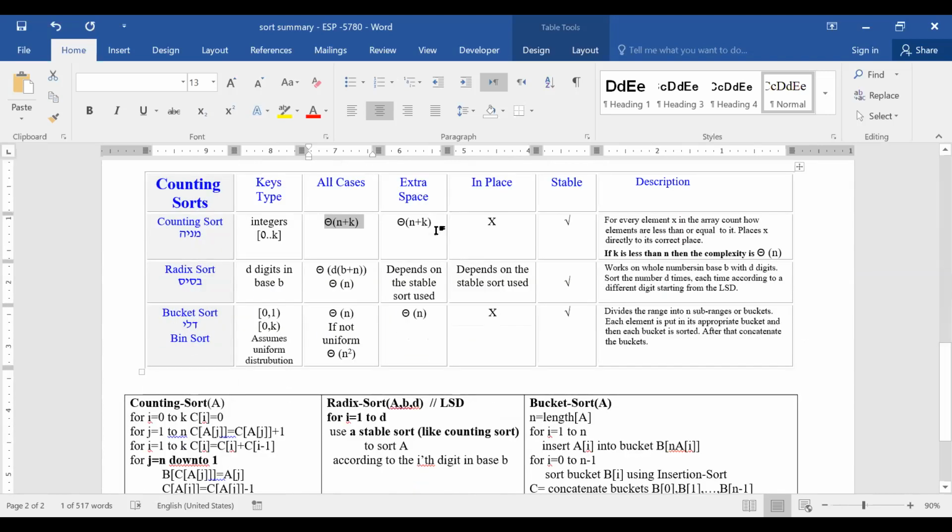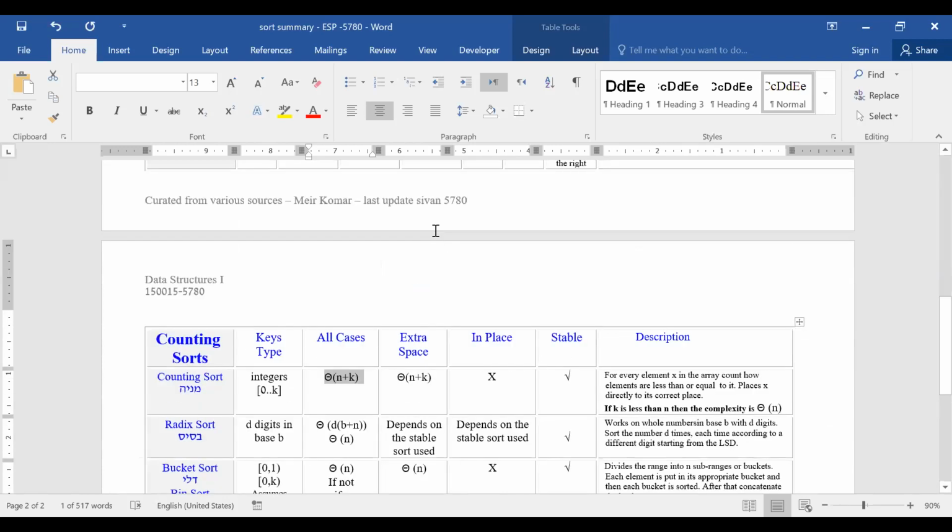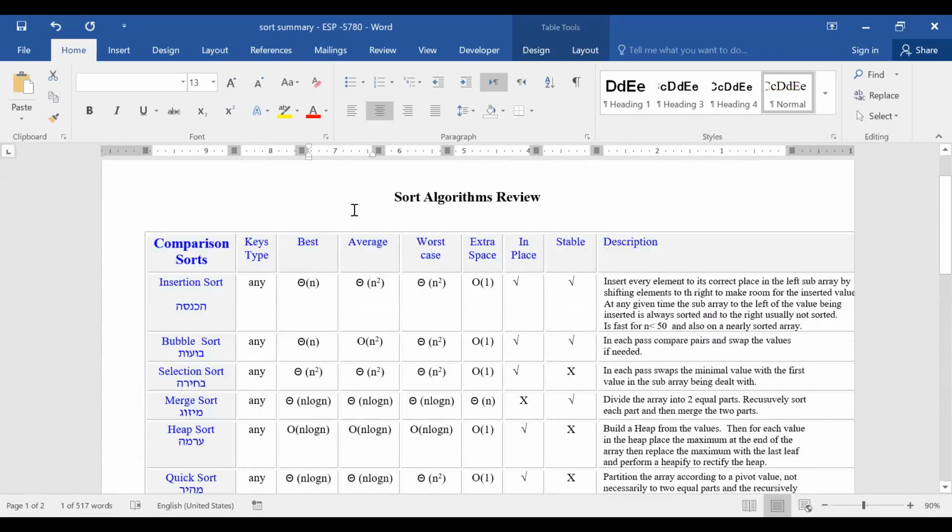Now, I had room on the page. So theta usually means the actual case, and big O usually means the worst case. Not always. Big O is the worst case. I can also say that. Okay, continue your question for a minute.